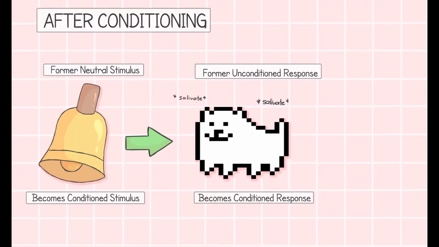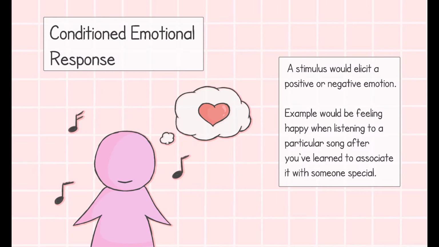After several trials, the neutral stimulus will become the conditioned stimulus, as it has acquired the ability to elicit a response that was previously elicited by the unconditioned stimulus. The response elicited by the conditioned stimulus is called the conditioned response. There are also instances where a stimulus would elicit a positive or negative emotion, and this is called a conditioned emotional response. An example of this would be feeling happy when listening to a particular song after you've learned to associate it with someone special.